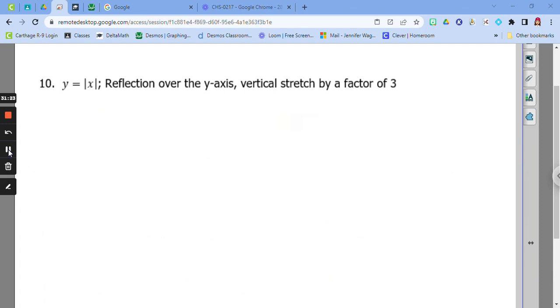Okay, reflect over the y-axis. So that means B is -1. Vertical stretch by a factor of 3. That means A is 3. So Y equals 3. Again, reflecting over the y-axis, that means the negative is applied directly to X, not outside of it.